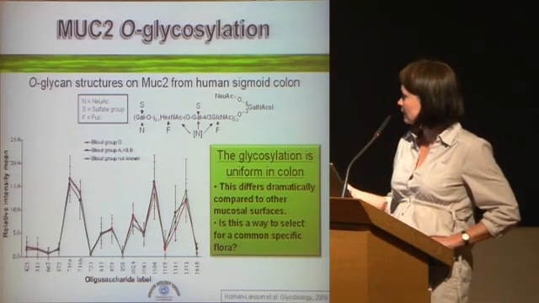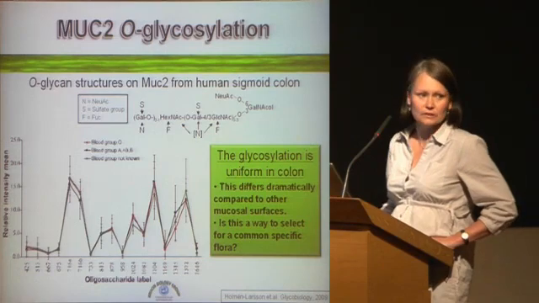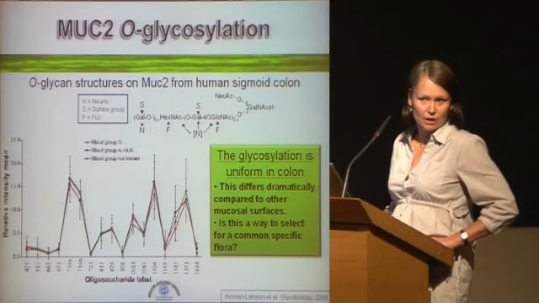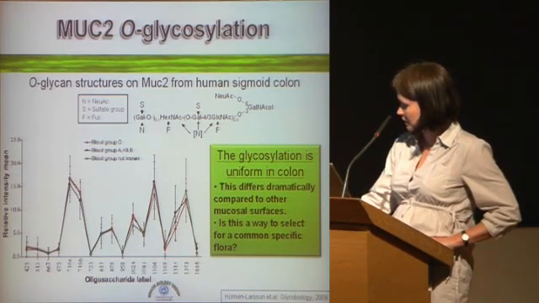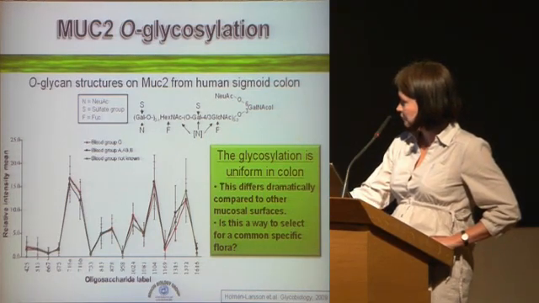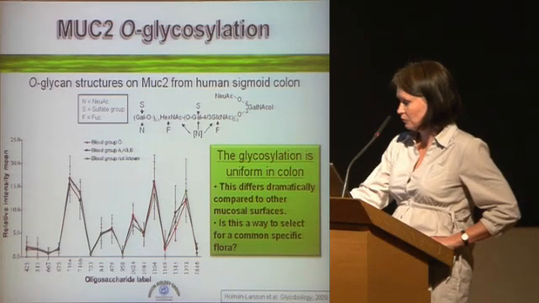And the question is, why is that? Is this in some way a way to select for the flora, or is it maybe the flora that is shaping our glycosylation? I don't know. But it might be coupled to the microflora, I would think.